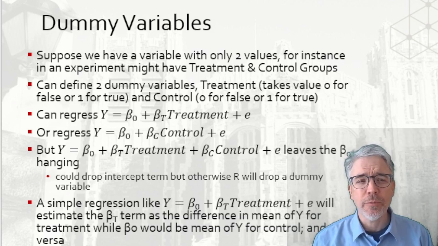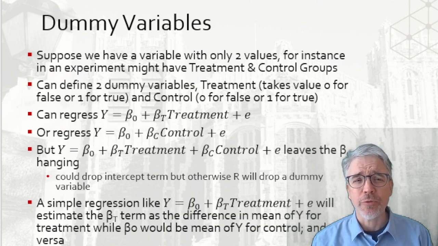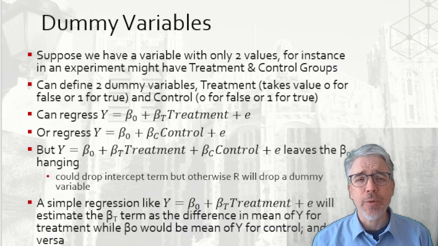0 is false, 1 is true. For example, if we do an experiment where each subject is either in the treatment group or the control group, nobody's in both, everybody is in either one or the other. We could define two dummy variables. One, treatment, takes the value of 0 when that's false and 1 if it's true. And another dummy variable, control, takes a value of 0 for false, 1 for true. If you add those up, you'd get a list of 1s.